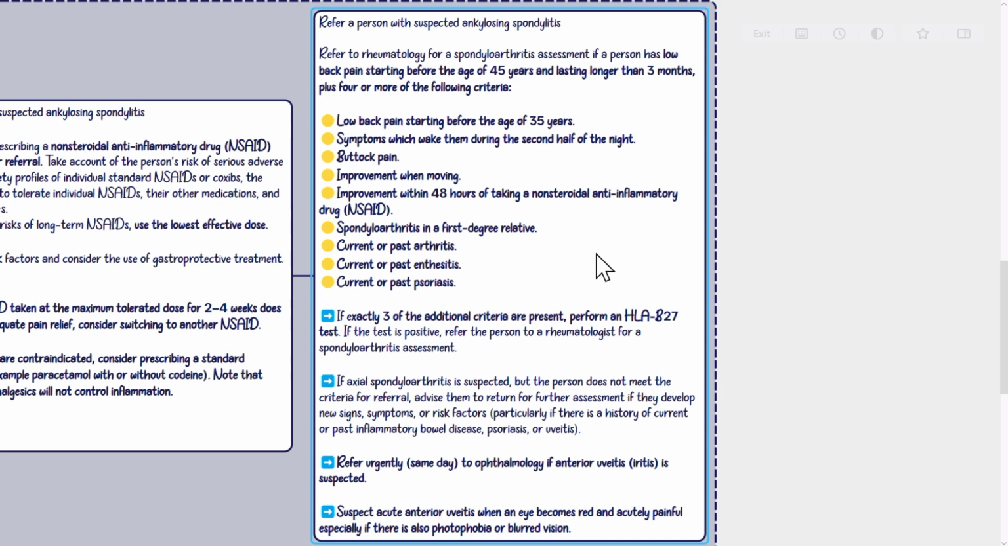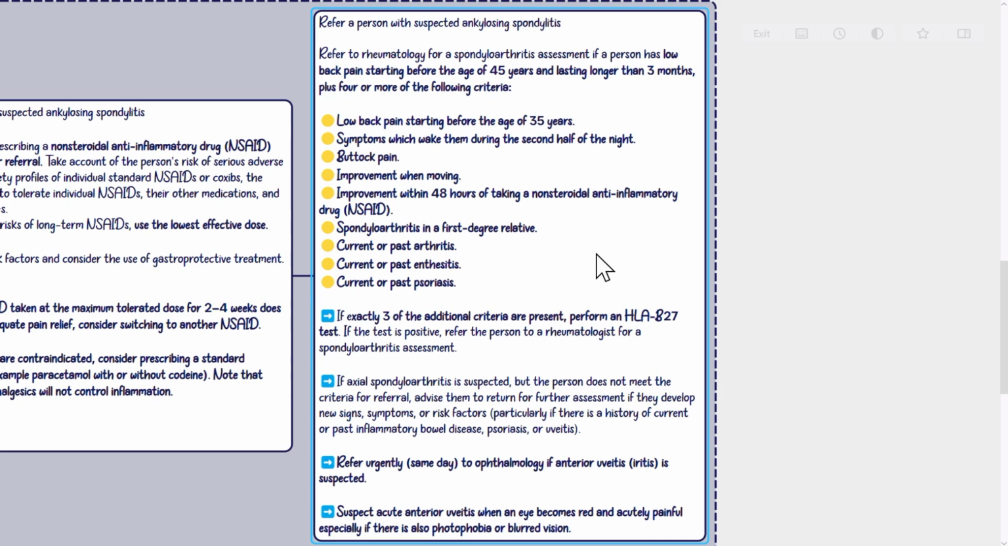Improvement within 48 hours of taking a nonsteroidal anti-inflammatory drug, NSAID. Spondyloarthritis in a first-degree relative. Current or past arthritis. Current or past enthesitis. Current or past psoriasis. If exactly 3 of the additional criteria are present, perform an HLA-B27 test. If the test is positive, refer the person to a rheumatologist for a spondyloarthritis assessment.